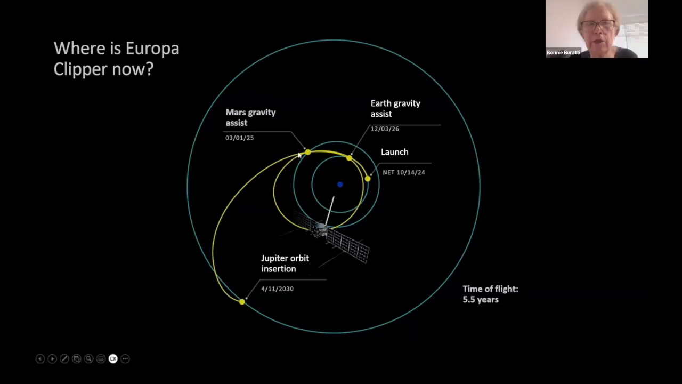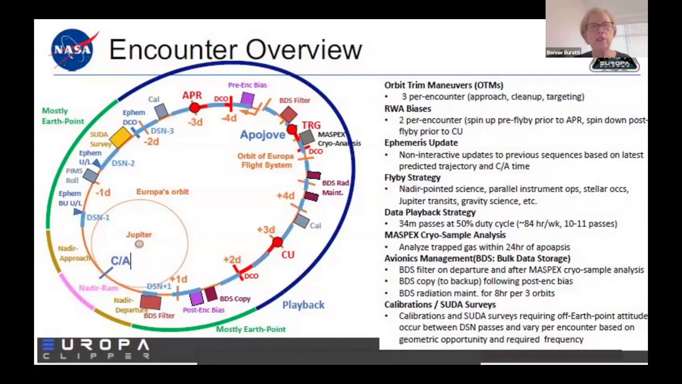So let's see. Here's our mission. I want to save time for questions, okay? But this is the only eye chart I have, and I put this up just to show you that it is really complex. It really is rocket science. We have 49 flybys of Europa. We are actually not orbiting Europa. We're orbiting Jupiter. Why are we doing that? Because of the radiation environment. The radiation environment at Jupiter is brutal. There's a lot of charged particles.